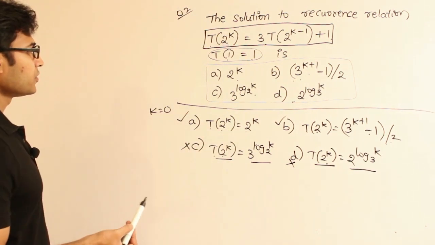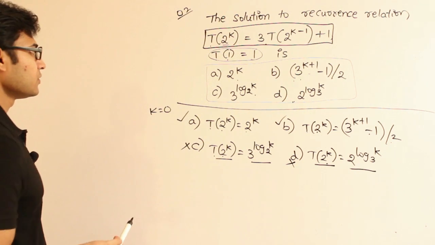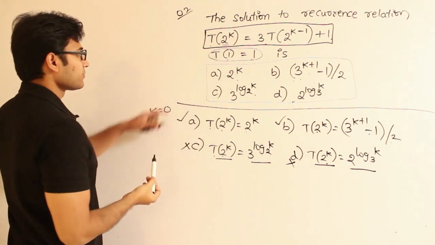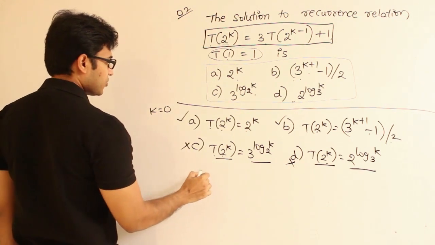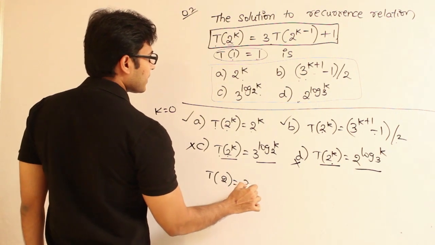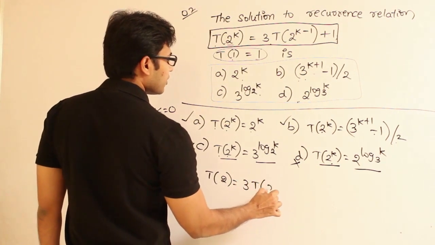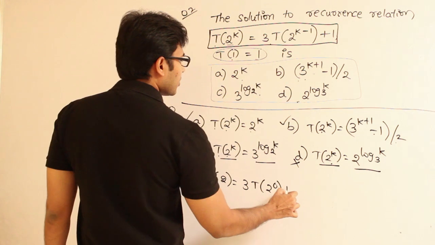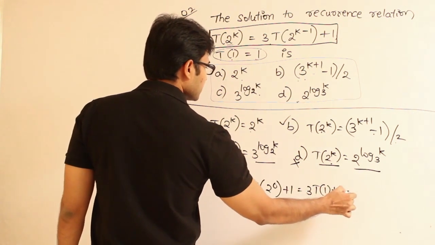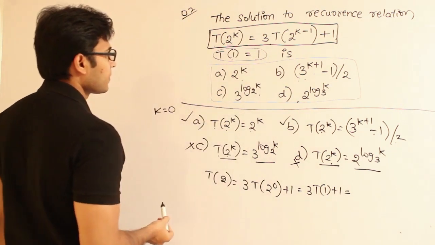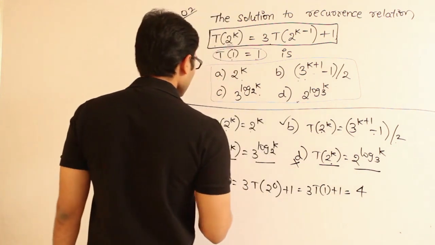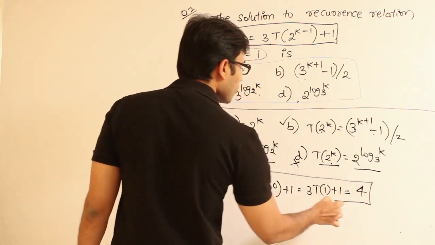So in order to do that, I want to try with one more value. Now I want to see what if I put k equal to 1. See this, see that equation. If I put k equal to 1, it becomes T of 2 equal to 3 into T of 2 power 0 plus 1, which is nothing but 3 into T of 1 plus 1. So what is 3 into T of 1? T of 1 is nothing but 1. So therefore it is 4. So T of 2 has become 4.